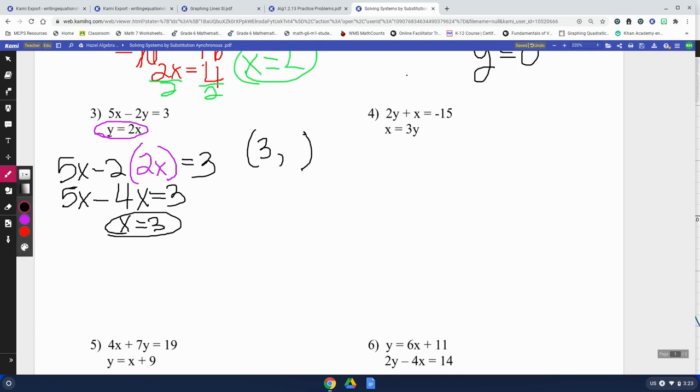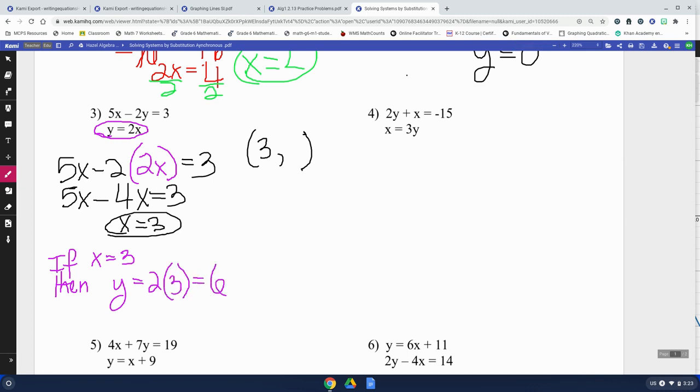How do we find y? Well, we know that y is 2 times whatever x is, and we just found out that x is 3. So therefore, if x is 3, which we already know, right, then y is equal to 2 times 3, which is 6.